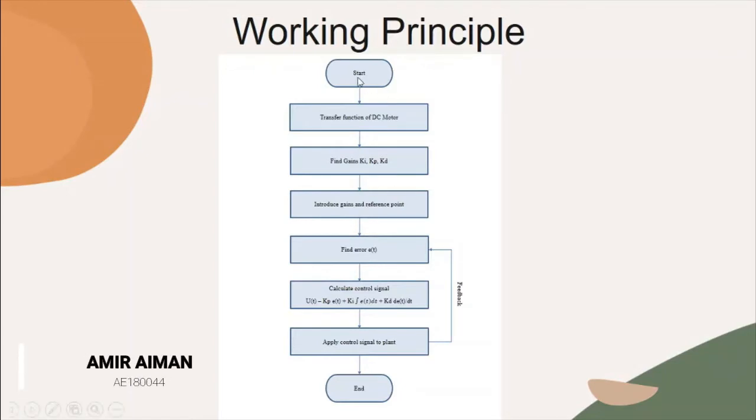Okay, the first step, we start and go to the transfer function of the DC motor, and next we find the gains of Ki, Kp, and Kd. After that we introduce the gain and the reference point to each block, and we find the error. After that we calculate the control signal by using this formula. Okay, and we apply the control signal to the plant. At the same time, it will go to the feedback to find the error, and after that it will finish. Okay, that's all for the working principle.